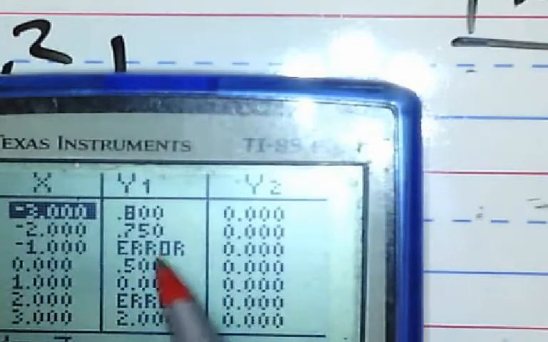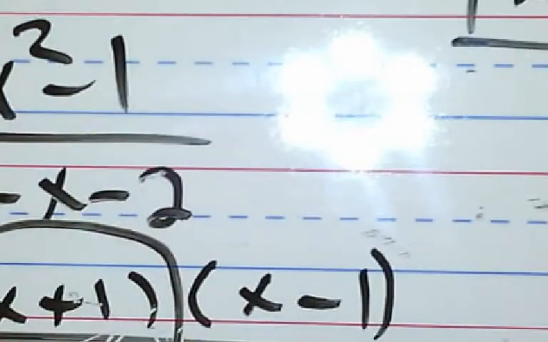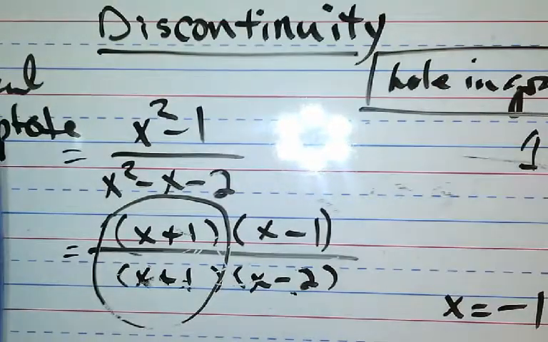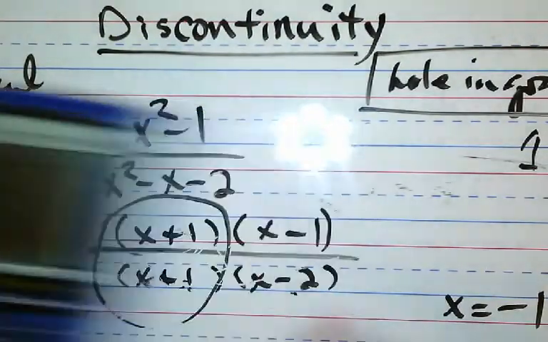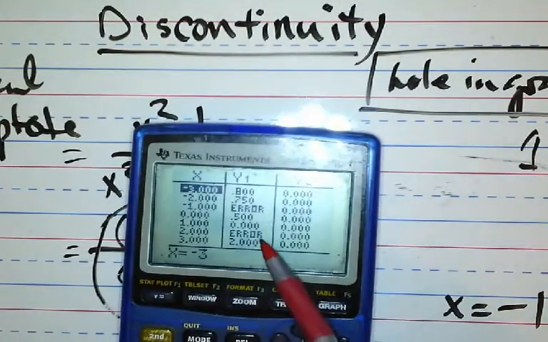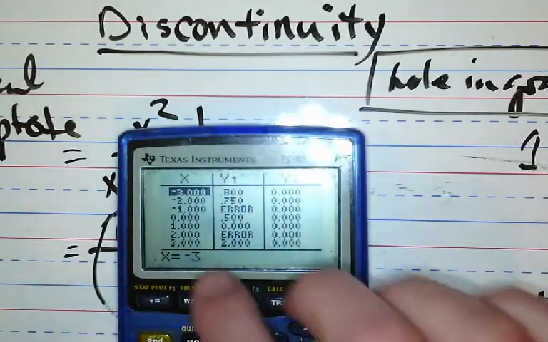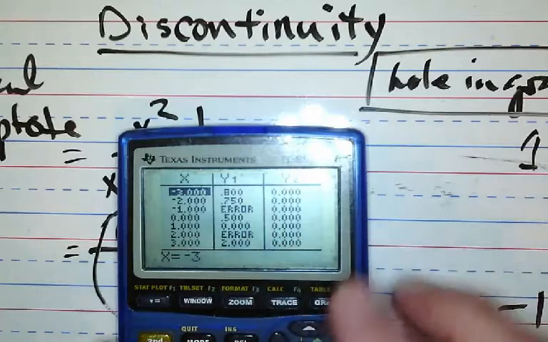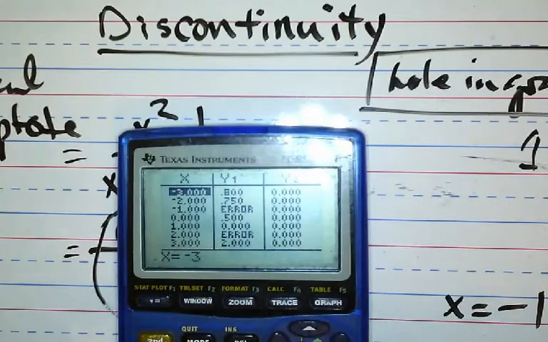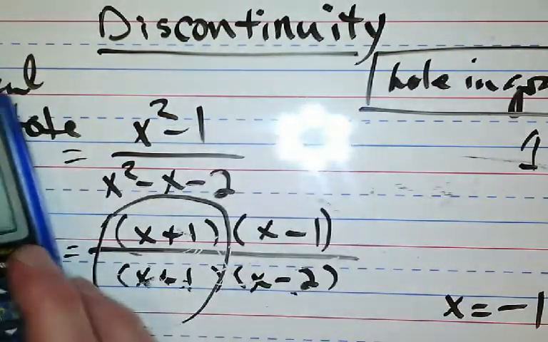Why is there an error? Because you can't divide by 0, right? That's why there's an error. You can't divide by 0. And there's an error at +2 because you can't divide by 0. Right? There's 2 errors.